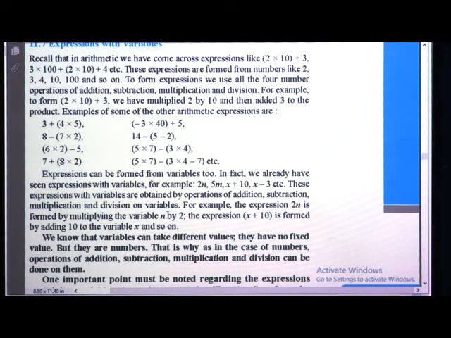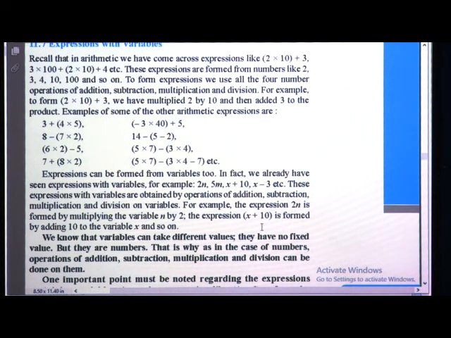These expressions with variables are obtained by operations of addition, subtraction, multiplication and division on variables. So, how do we perform the different types of operation for numbers? That means in arithmetic we can perform the operations for variables also. For example, the expression 2n is formed by multiplying a variable n by 2. So, how do we get this expression 2n? We got this expression by multiplying the variable n. What is the variable here? n, which is the unknown value which can be changed. So, n is the variable which is multiplied by 2.